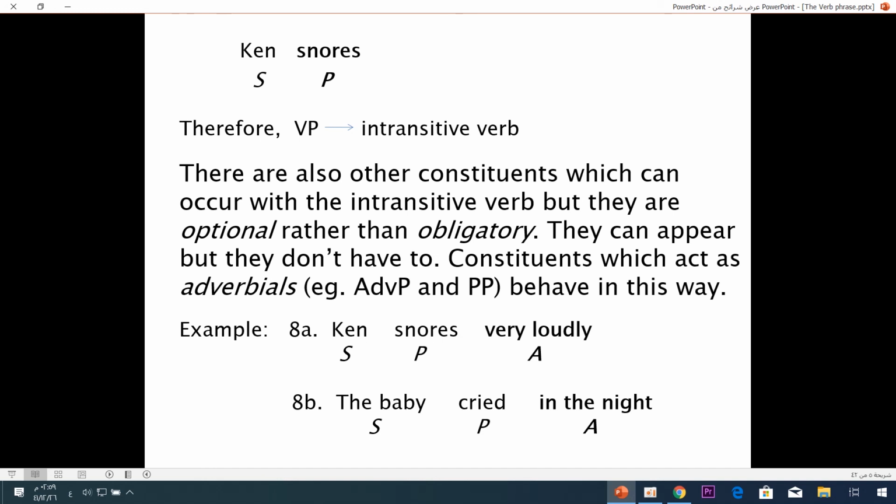As you see, we have here the adverb phrase, and here we have the verb phrase. Hopefully, inshallah, we are going to deal with these things later.